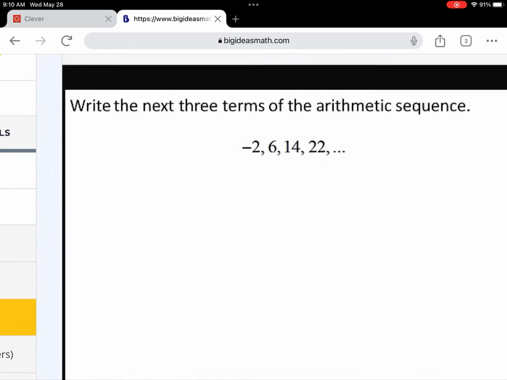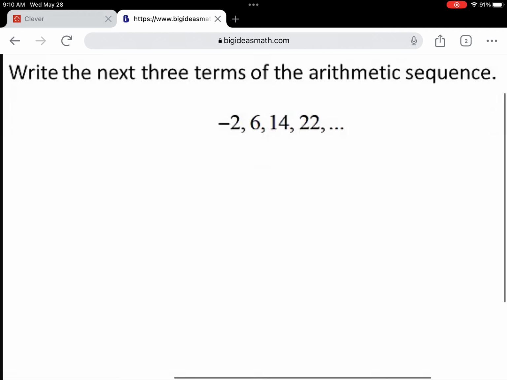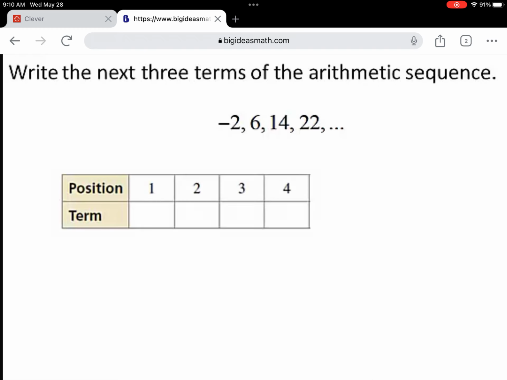Write the next three terms of the arithmetic sequence: -2, 6, 14, 22. Use a table to organize the terms and find the pattern. The first term is -2. The second term is 6. The third term is 14. And the fourth term is 22.